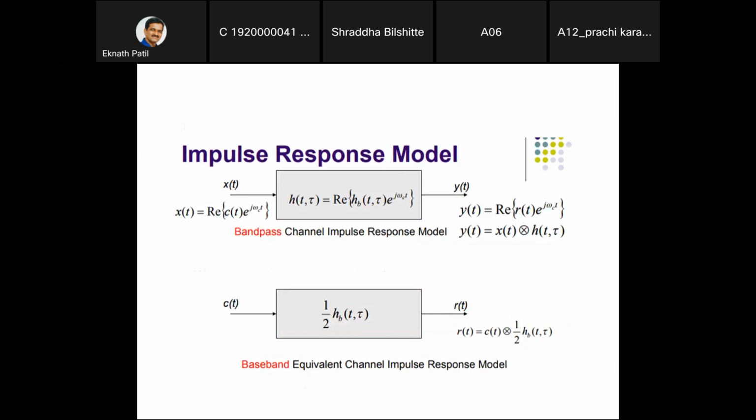The bandpass channel impulse response model is shown here, and the baseband equivalent channel impulse response model. We take only the real part into consideration, and then we get the output y(t) equal to x(t) convolved with h(t,τ).